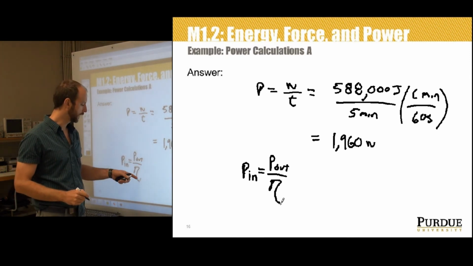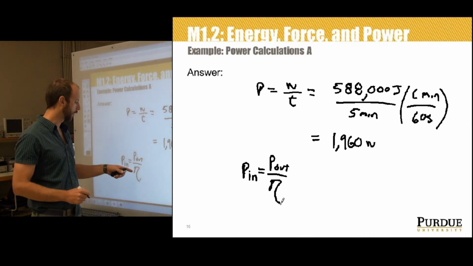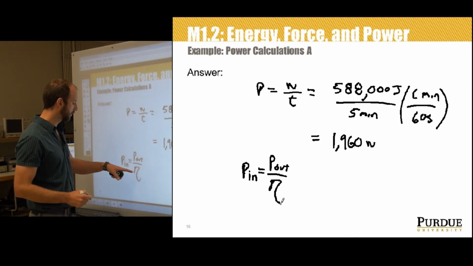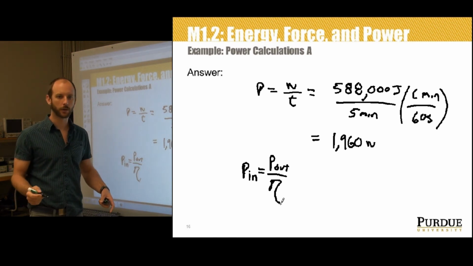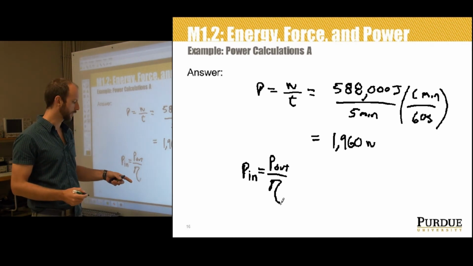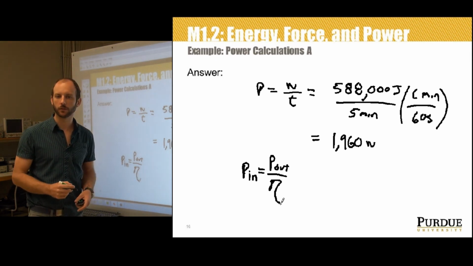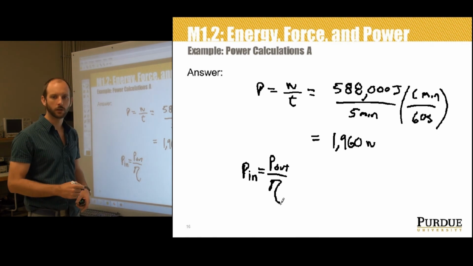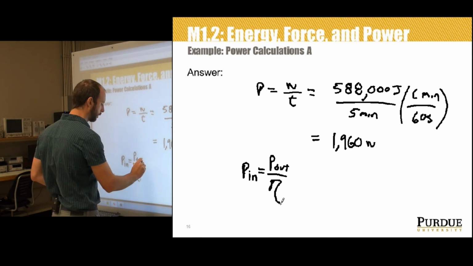eta, which looks like a cursive n. And that makes sense, right? The efficiency of the system times the input power equals the output power. So if the system is 75% efficient, I only get 75% as much output power as input power. And so if I divide the output power by the efficiency, I get this input power.